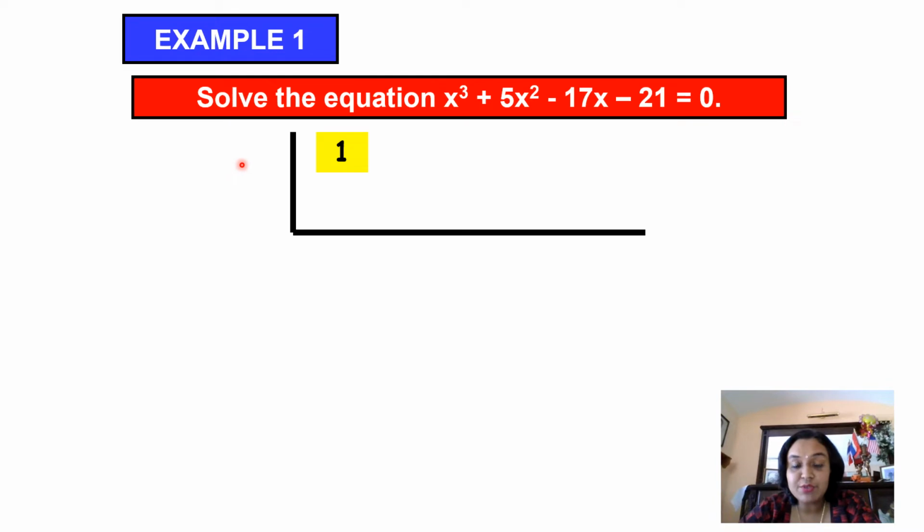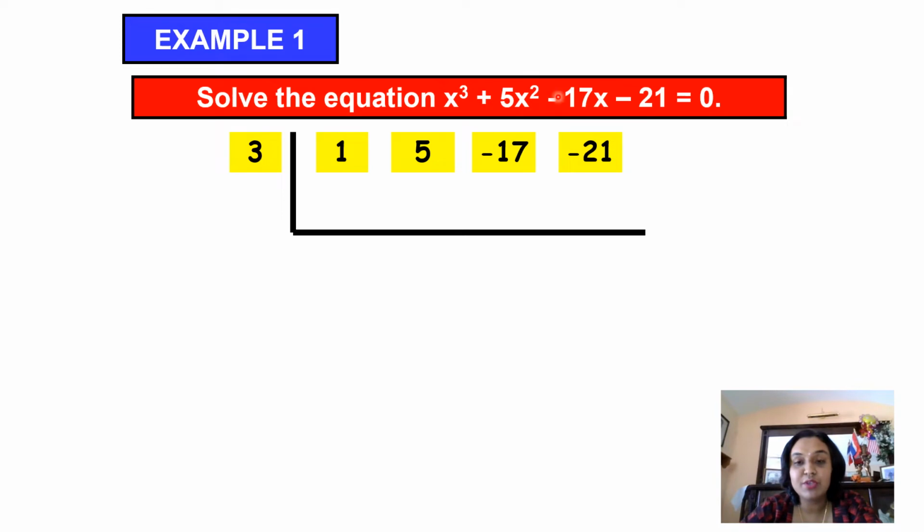Before you start using the loom diagram, just a reminder: make sure you arrange your polynomial in the power of decreasing unknown power. So 1, 5, negative 17, negative 21. We have to guess a root. So we guess 3, because 3 can be a factor here.